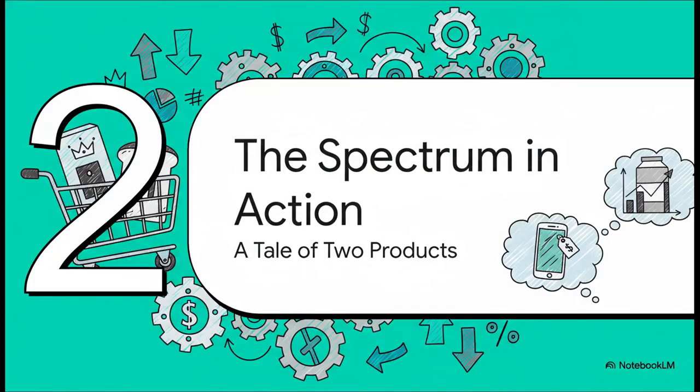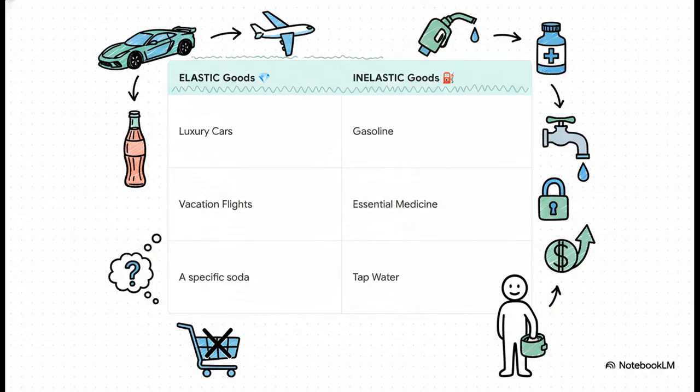Now, this theoretical framework is interesting, but it becomes truly powerful when we apply it. So let's look at how this spectrum of elasticity actually plays out in the real world with products we all know. This table gives us some perfect examples to contrast. Let's look at the elastic column first. Luxury cars, vacation airline tickets, a specific brand of soda. What's the common thread here?